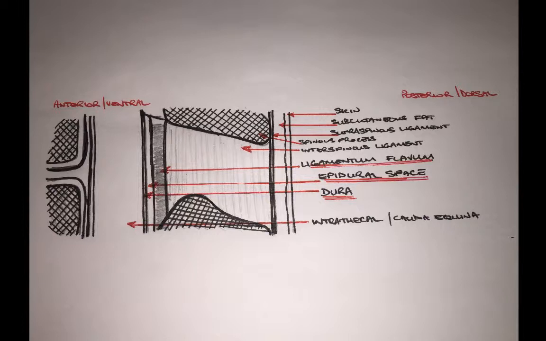So our next diagram here just shows in more detail some of the key structures here. Again, the thick ligamentum flavum beneath the interspinous ligaments. Travelling inward or anteriorly, we then see the epidural space or potential space. Beneath that, the dura, and beneath that, the intrathecal space, which would contain the cauda equina or the spinal cord itself, depending on the level at which we're looking.